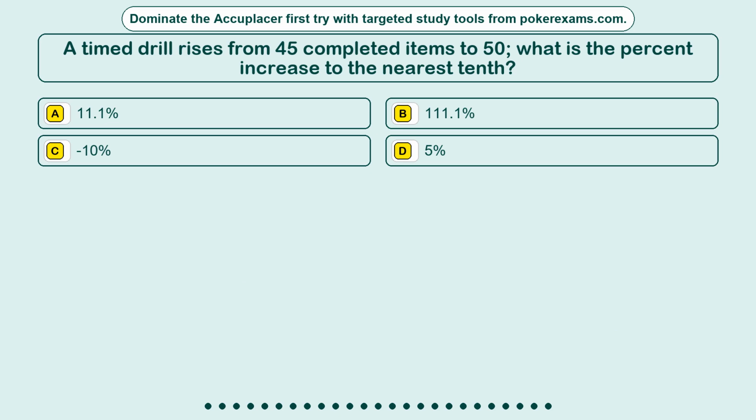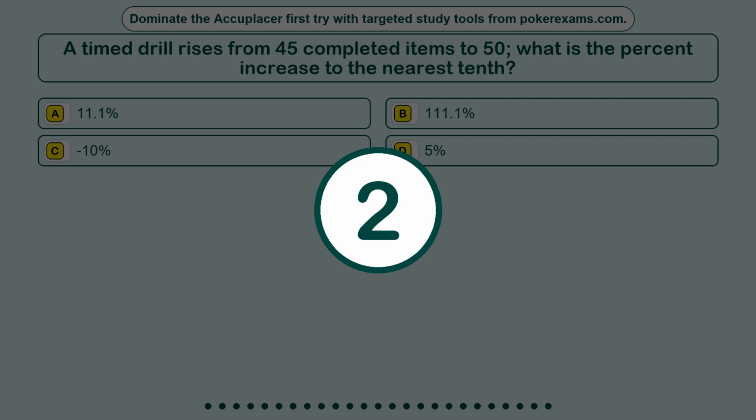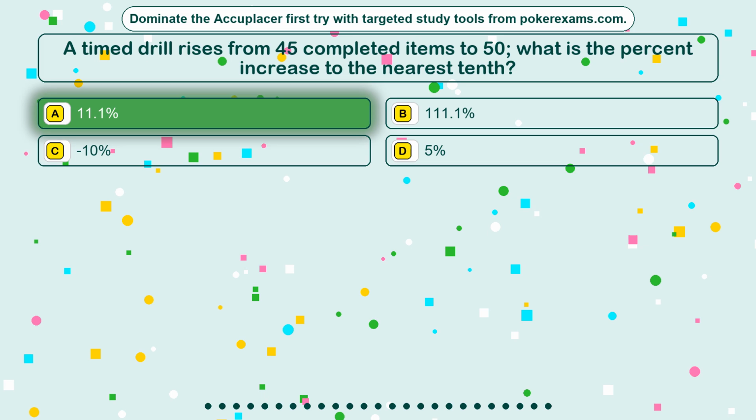Question 4. A timed drill rises from 45 completed items to 50. What is the percent increase to the nearest tenth? Option A, 11.1%. Option B, 111.1%. Option C, negative 10%. Option D, 5%. The correct answer is option A, 11.1%.